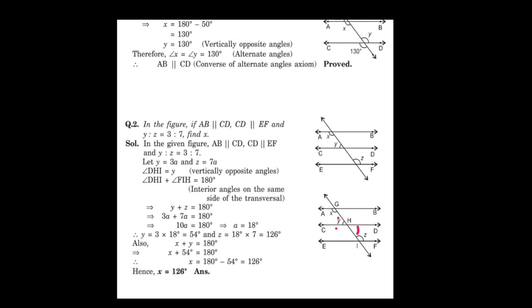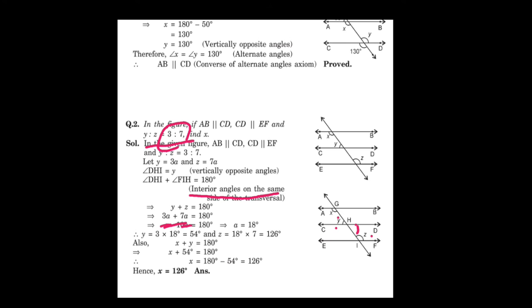So afterward, y plus z are same side transversal interior angles. Same side transversal interior angles form a linear pair, that means 180. Here it is given that the ratio of y to z is 3:7, so we let the value of y equal 3a and the value of z equal 7a. So y plus z equals 180, that means 3a plus 7a equals 180. Now 3a plus 7a means 10a, so a equals 18 degrees.